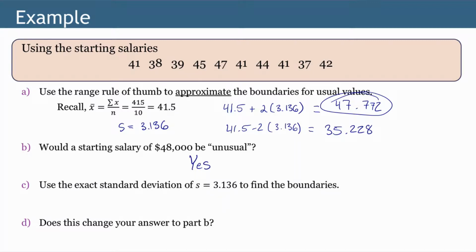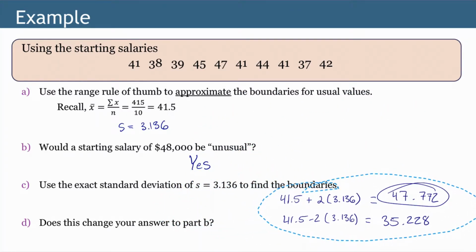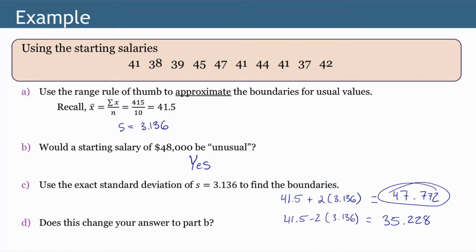Now C says use the exact standard deviation of S to find the boundaries. Oh, that's actually what I did here. I can cheat and do this. Haha. Alright, up here, I guess I failed to realize it says approximate, which is that range rule of thumb idea. So S is approximately the range divided by 4. And if you remember, our range was 10. And so 10 divided by 4 is 2.5.